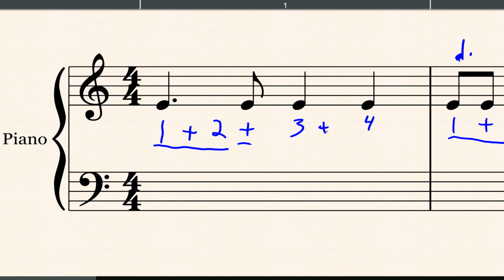However, I do recommend you still count out the "and"s. This is called subdivision. The reason you do that, even though you're playing quarter notes, is to maintain a consistent tempo throughout. Let me show you how to play this now.